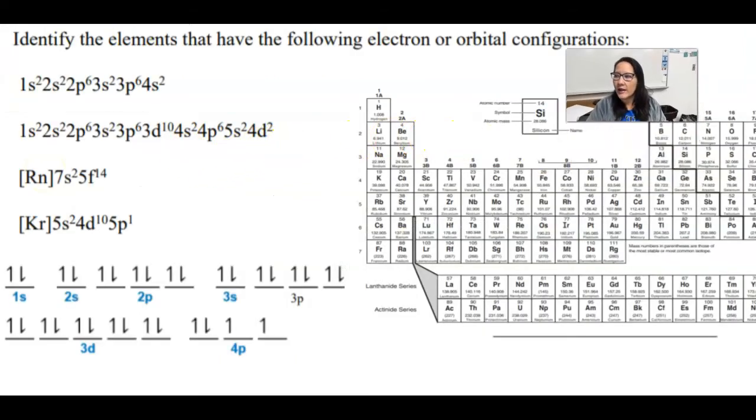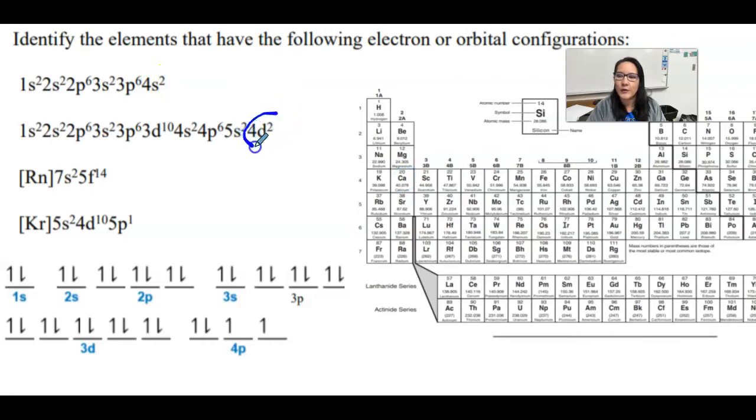So now let's identify the elements that have the following electron configurations or orbital configurations. So if we look for 4s2 on the periodic table, what do we land on? Well, it's row 4, it's in the S block, and it's in the second column. So this element is calcium.